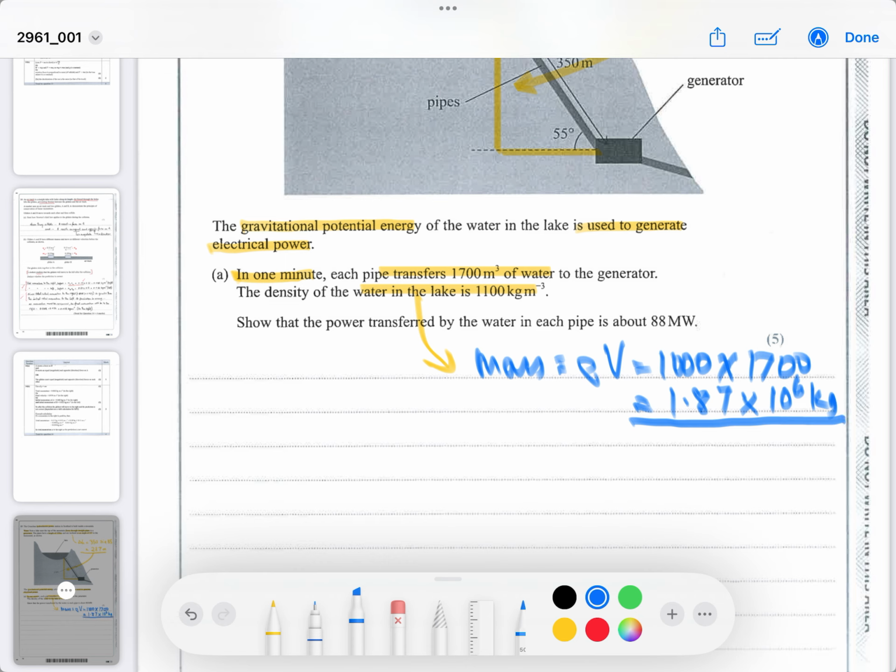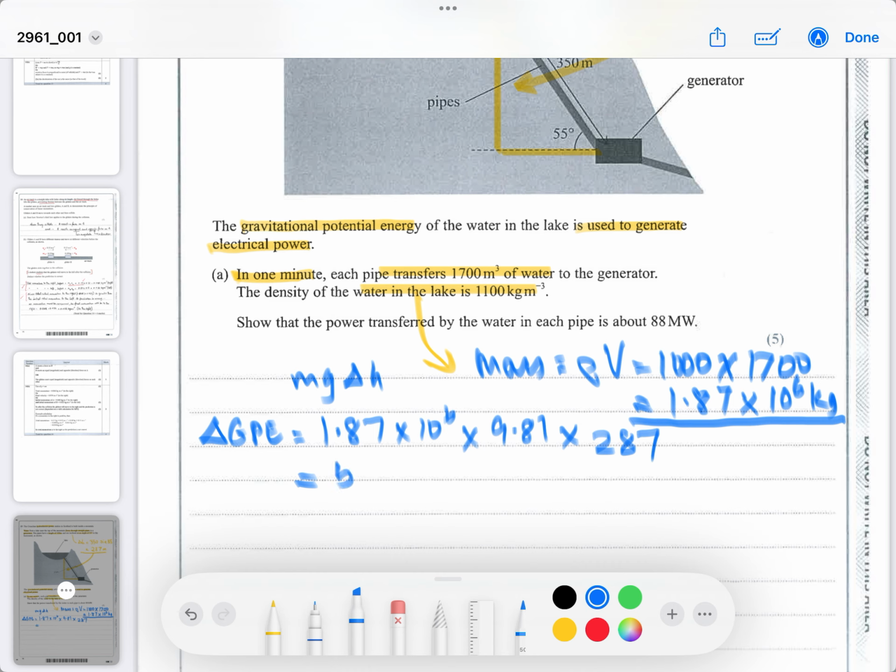Now we can work out the change in gravitational potential energy that mass would have. Gravitational potential energy is mgh. So 1.87 times 10 to the 6, times 9.81 for g, multiplied by the height we worked out, 287 meters. And that gives us the gravitational potential energy in joules: 5.26 times 10 to the 9 joules on your calculator.